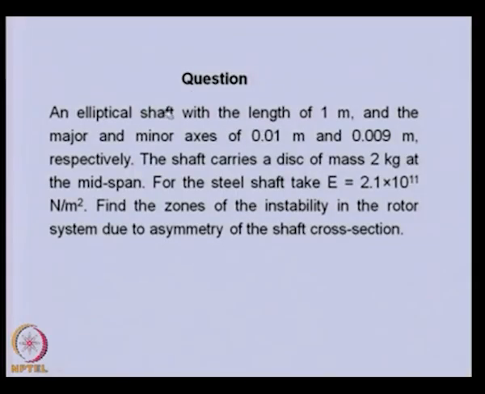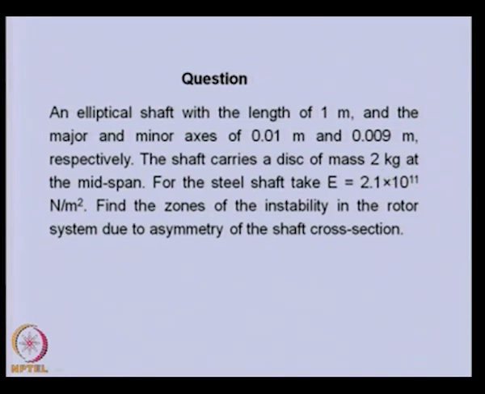So we will take up one example in which we will show this particular case, in which we have an asymmetrical shaft, how the instability zones can be obtained. So in this particular case, we are taking an elliptical shaft with a length of 1 meter, and the major and minor axes of the shaft are this. So this may be due to a manufacturing defect, this kind of geometry we may get, or sometimes maybe the requirement of the system. The shaft carries a disc of this mass, and the material property of the shaft is this.